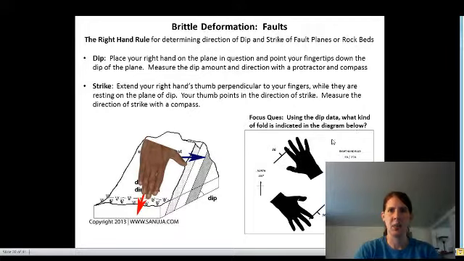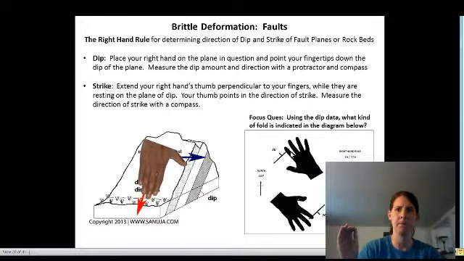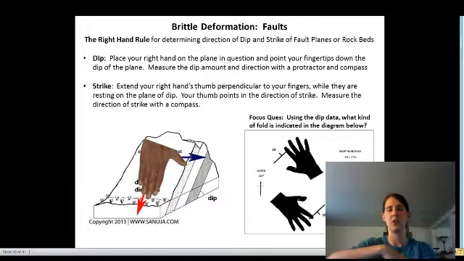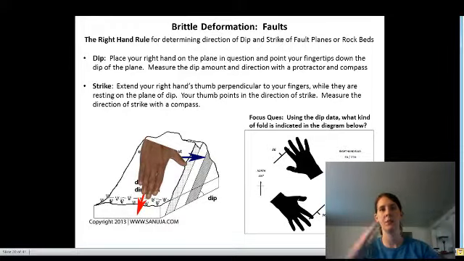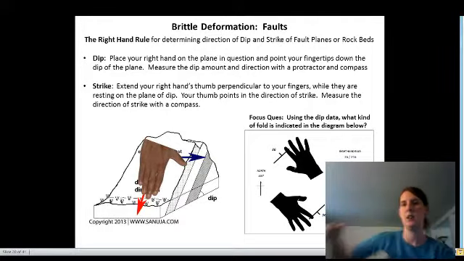So using the data, what kind of fold is indicated in the diagram below? So here we've got our right-hand rule showing one side of the fold has a strike of 36 and a dip of 216 degrees. So we're dipping 216 degrees on one side and we're dipping 37 degrees on the other side. So we're looking at an anticline that is almost an overturned anticline because of the huge change in degrees between these two on either side. So these measurements are one side of the fold and another.